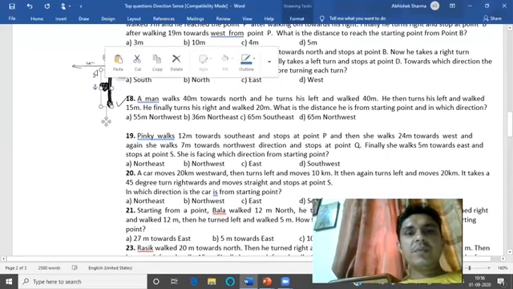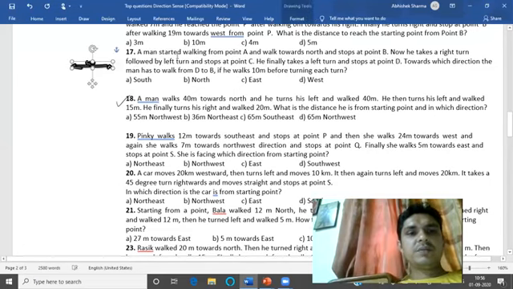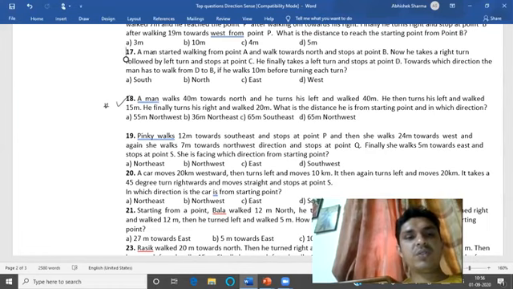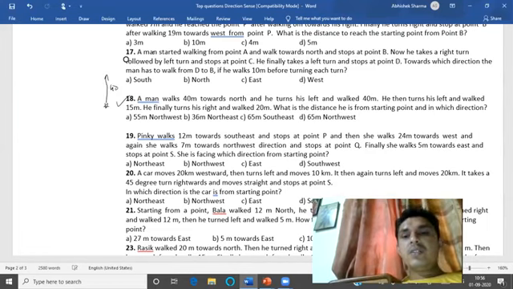Okay, I'm making the arrangement again, right? Question number 18, a man walks 40 meter towards north. So if the starting point is this, 40 meter towards north, that means this will be the situation. He turned to his left and walked 40 meters. So left and again walk 40 meter.